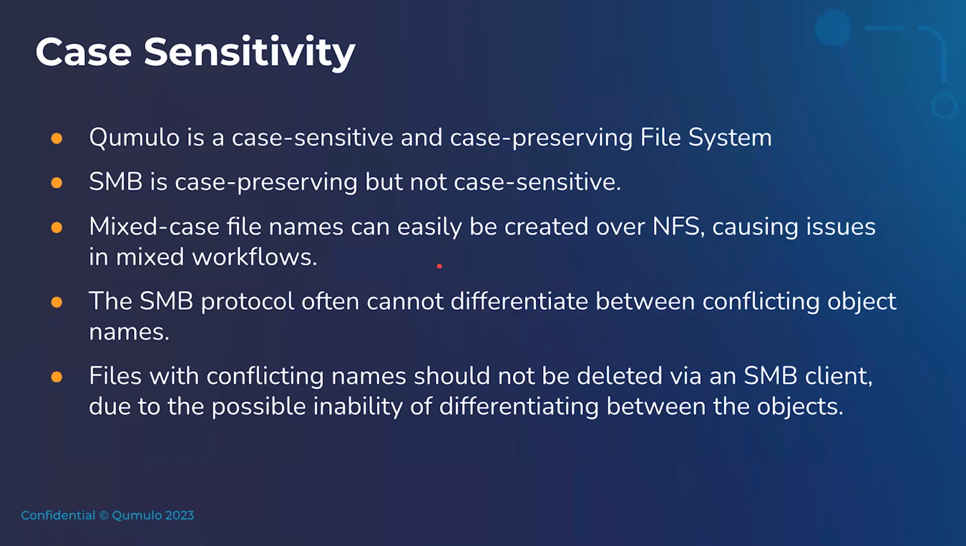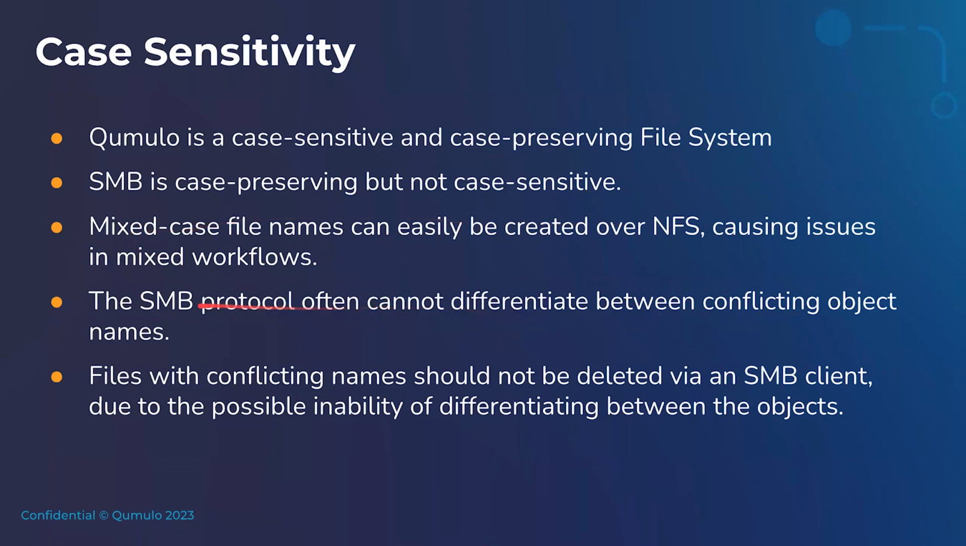So case sensitivity is another one. Qumulo is a case sensitive and case preserving file system, but the SMB protocol is case preserving but not case sensitive. NFS is definitely a case sensitive and preserving file system. So you can create something that's upper and lower case and have conflicting names.